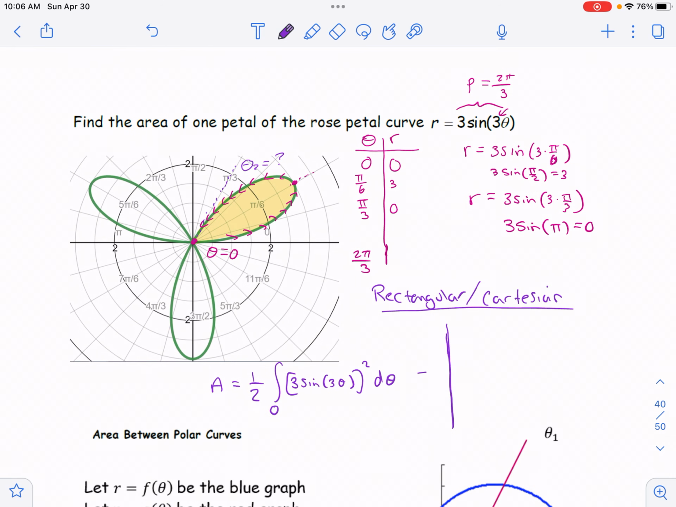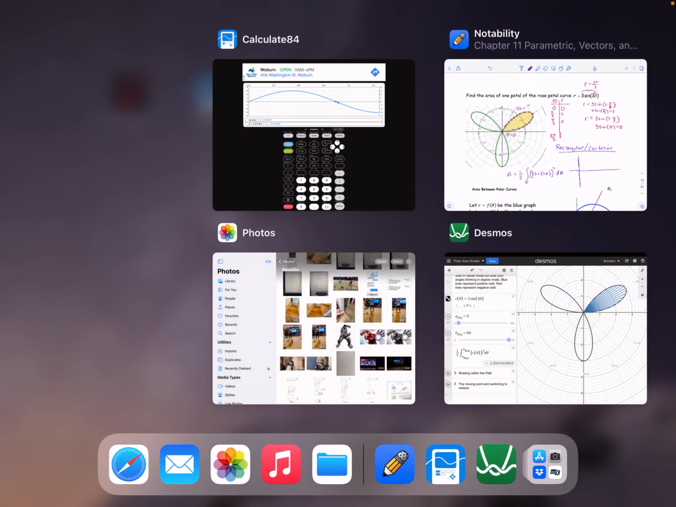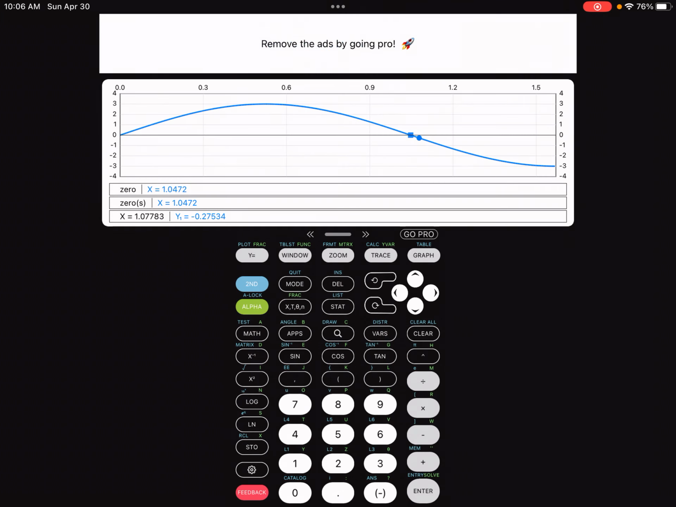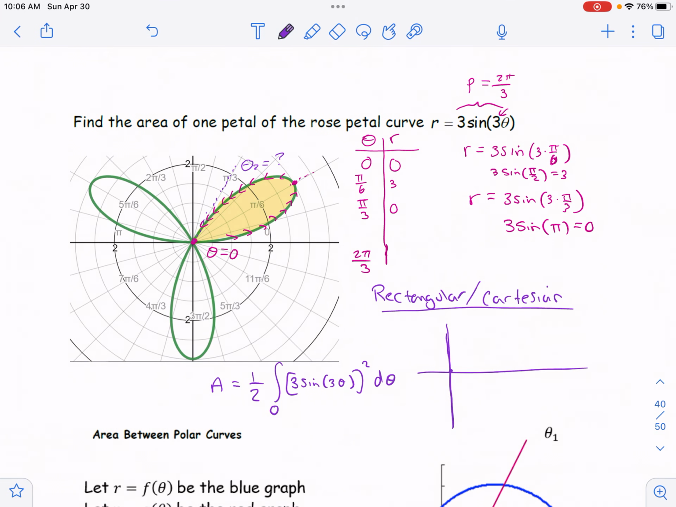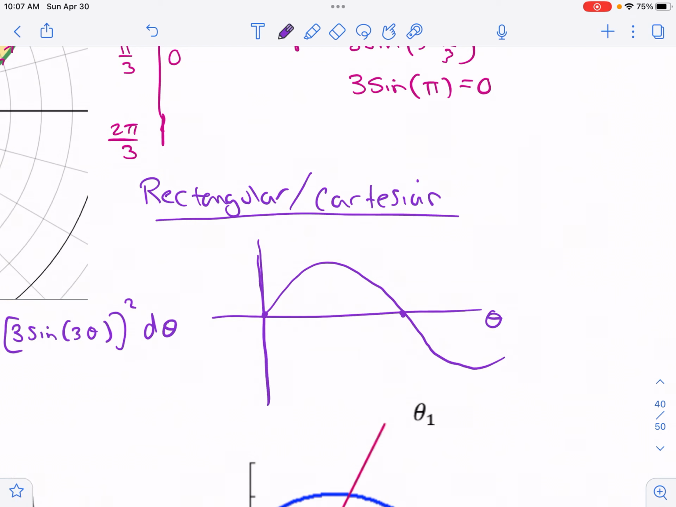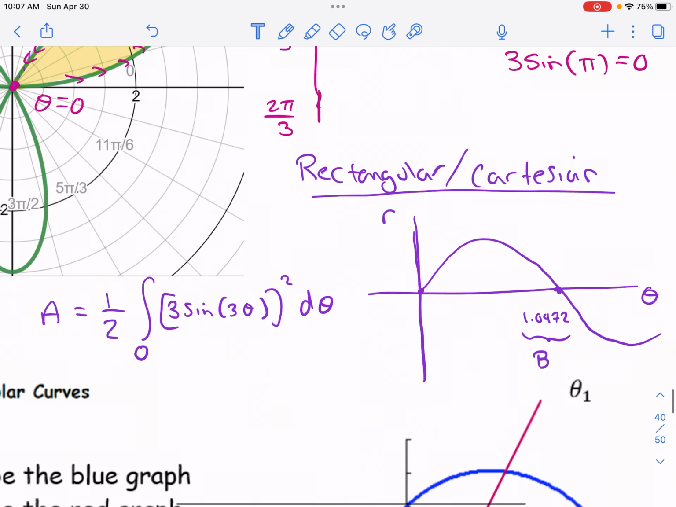Okay, so again, in this graph, I'm just going to generically sketch it. If you take a look, it started at 0, went up to 3, and then down to -3. It looks like crossing somewhere in the middle. So it went like this, like that. We found that this value here was about 1.0472. We're going to store that as the letter B. We're going to put that B right here, and we're going to compute.